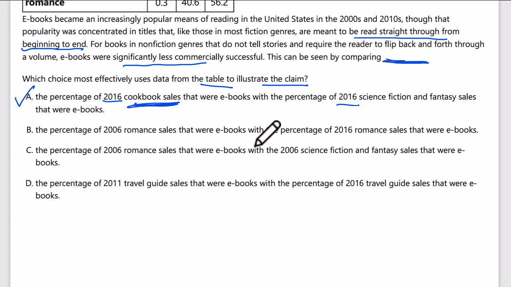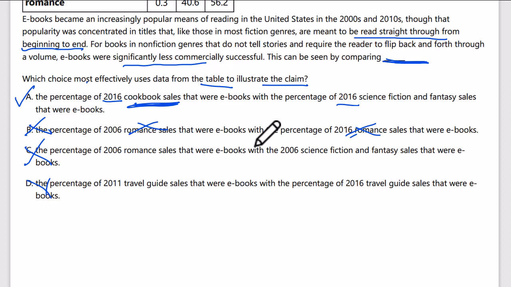The percentage of 06 romance. No, I wouldn't check 06 to 16 and not just on romance. That doesn't tell me anything about the claim that flipping back and forth is less commercially successful. C, the percentage of 2006 romantic sales that were ebooks of 2006 science. No, 2006, they were all low. That doesn't tell us anything. The percentage of 11 that were ebooks. No, that doesn't really tell us.